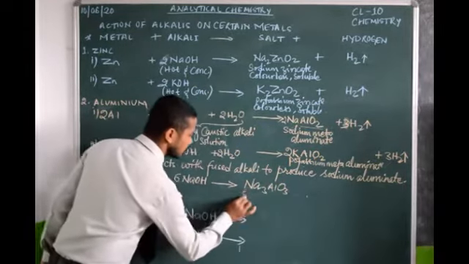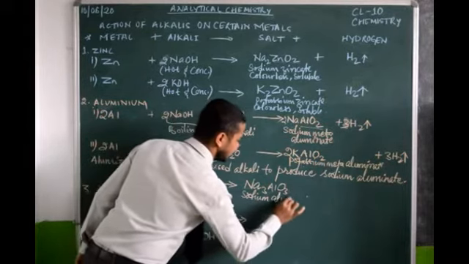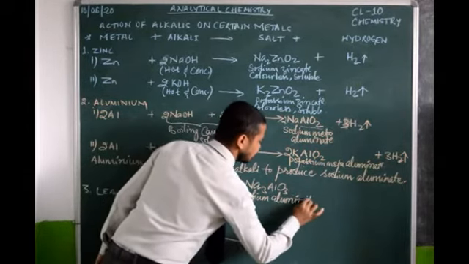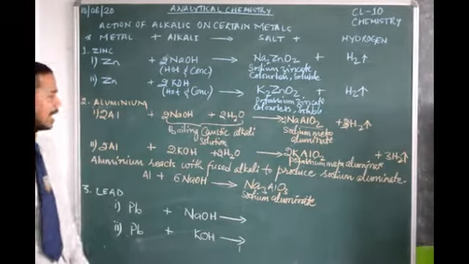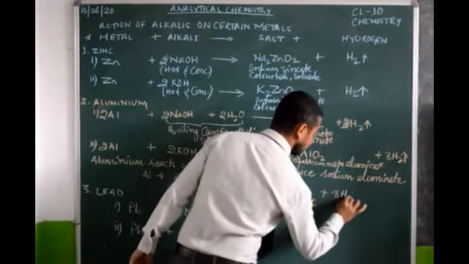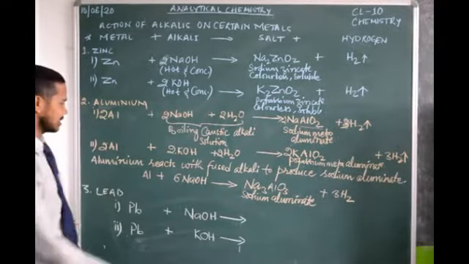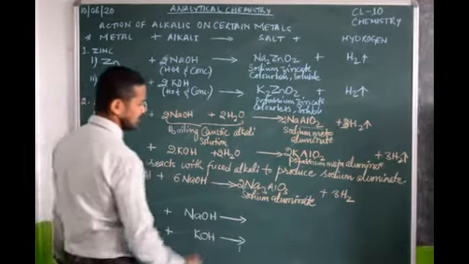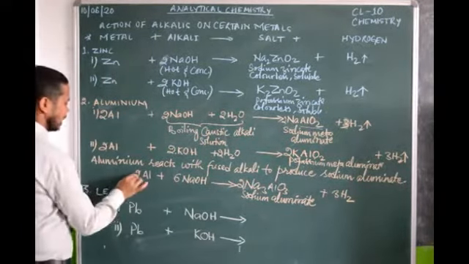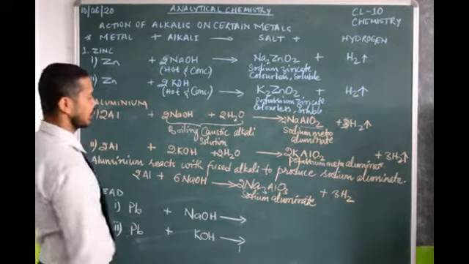Na3AlO3. This is sodium aluminate. This is sodium aluminate plus hydrogen gas. So this is then 6Na, 2Al, O6 and 6. Okay.